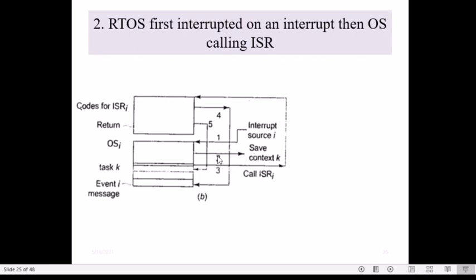So after saving the context, the CPU will call the corresponding interrupt service routine. So that is done in the third step. You can see 3 here. So after saving the context of the currently running task, the CPU will call the corresponding interrupt service routine, and the interrupt service routine starts its execution.